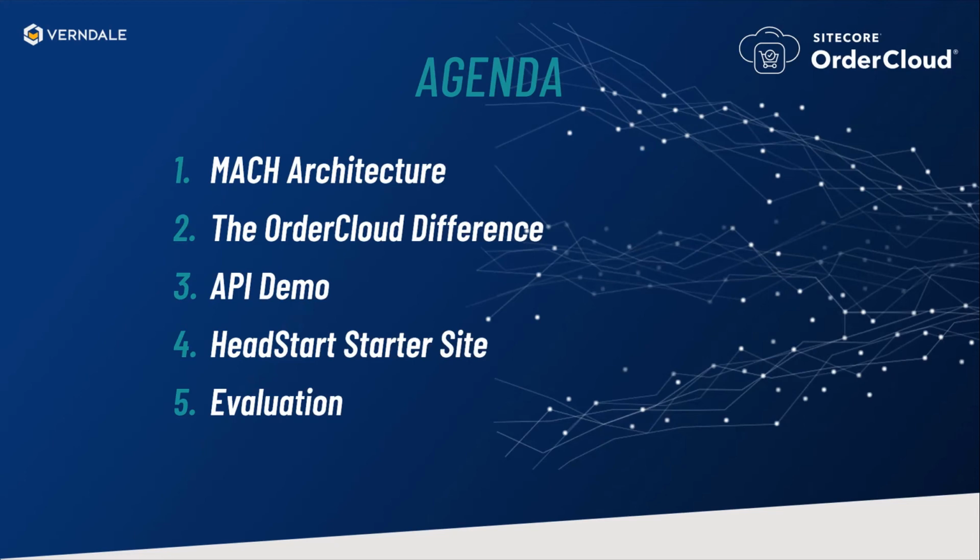Okay, so our agenda for today is to just give a quick overview of MACH architecture. When I look at our little audience, I think everybody knows what that is, so that'll be really brief. We'll talk a little bit about an overview of the OrderCloud. We call it the OrderCloud difference, basically giving you an overview of the different actors that are involved in commerce within OrderCloud. Show an API demo and a little bit of Postman in there too.